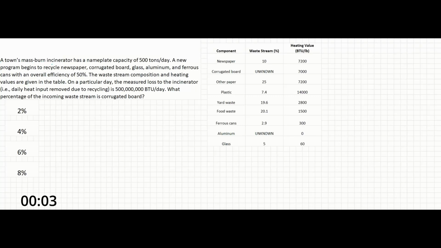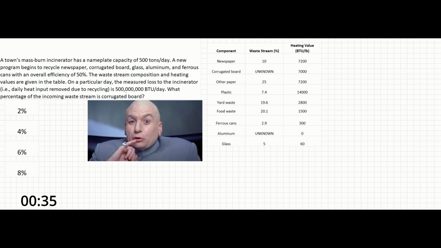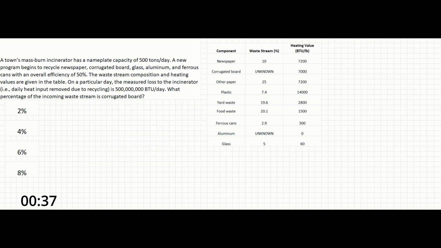In this problem, a town's mass burn incinerator has a nameplate capacity of 500 tons per day. A new program begins to recycle newspaper, corrugated board, glass, aluminum, and ferrous cans with an overall efficiency of 50%. The waste stream composition and heating values are given in the table. On a particular day, the measured loss to the incinerator, otherwise known as the daily heat input removed due to recycling, is 500 million BTU per day. What percentage of the incoming waste stream is corrugated board?